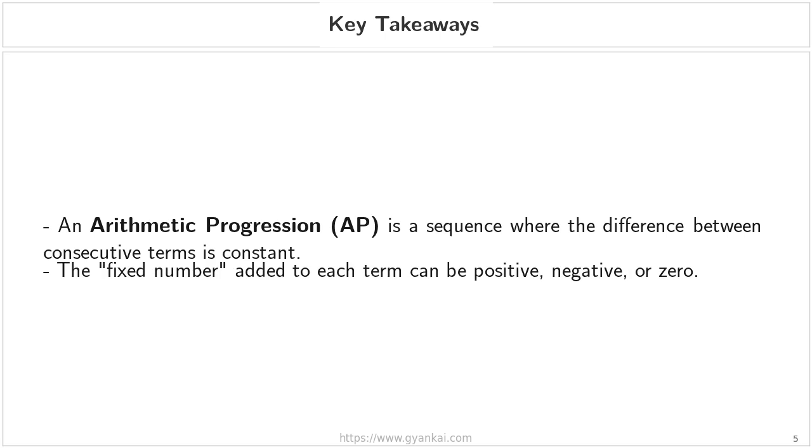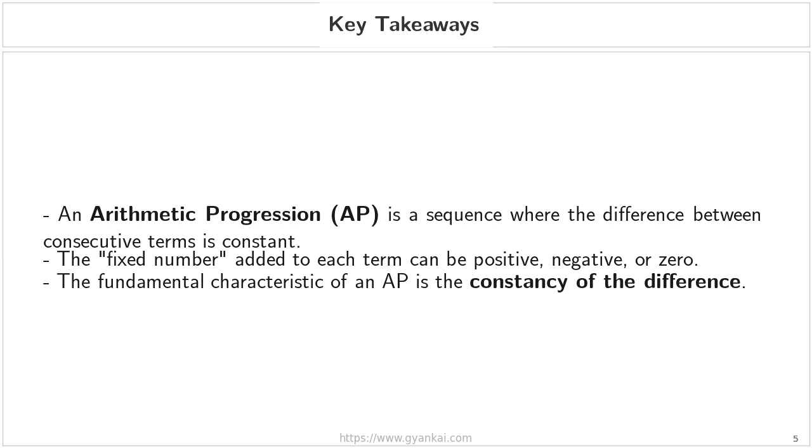Second, it is important to realize that this fixed number we add to each term doesn't always have to make the numbers larger. As we will discuss in a moment when we look at common pitfalls, this value can be positive, which creates an increasing sequence. It can be negative, which creates a decreasing sequence, or it can even be 0, where the terms stay exactly the same. Ultimately, if you take away only one thing from this session, let it be this.